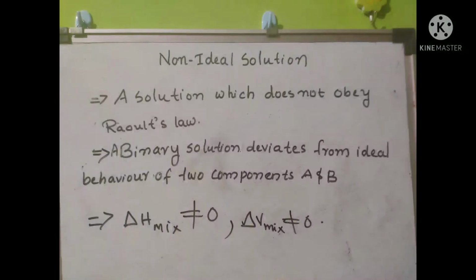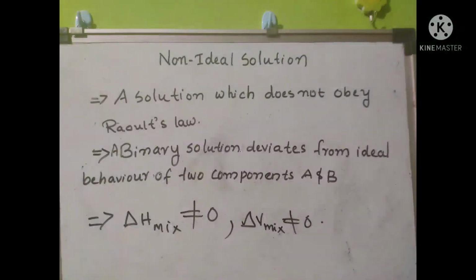Non-ideal solutions or real solutions. A solution which does not obey Raoult's law exactly under all conditions of temperature and concentration is called a non-ideal solution. It is a solution formed from components which differ in their structure and polarity as well as their molecular interactive forces. Delta H mixing and delta V mixing are not 0 because during its formation there occurs a change in enthalpy and volume.